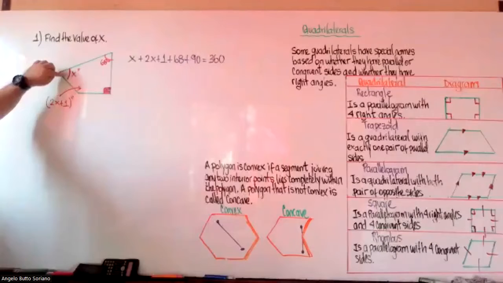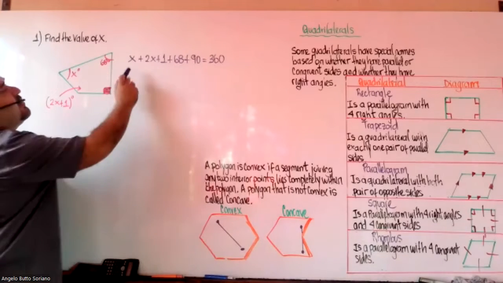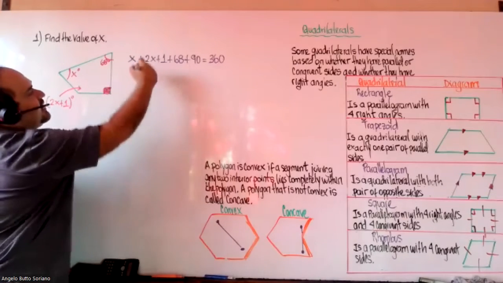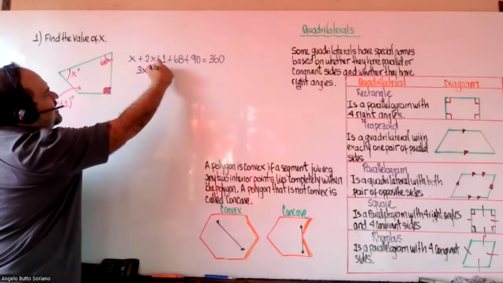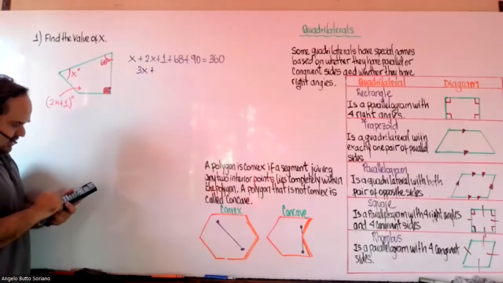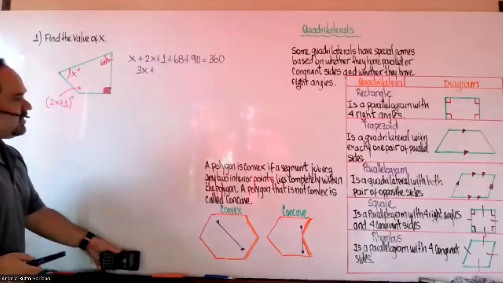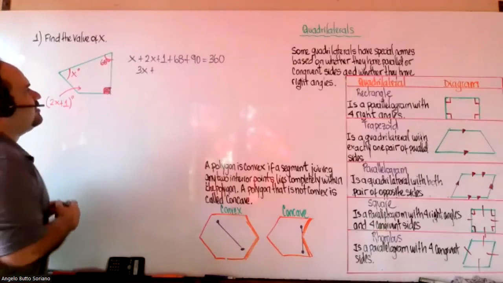Remember, we have 1, 2, 3, 4 angles. Obviously, because we have 4 sides, we're going to have 4 angles. And the addition of the interior angles will be equal to 360 degrees. Well, let's apply like terms. 1x plus 2x will be 3x. Plus, if you add 1 plus 68 plus 90 degrees, that will be 159.